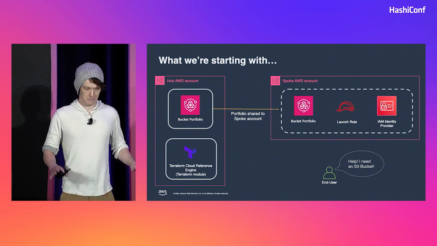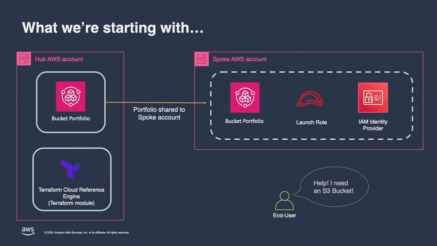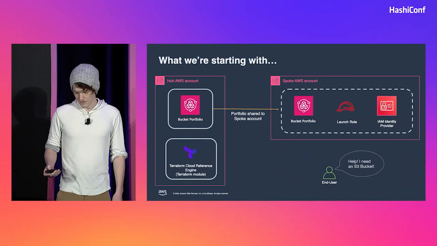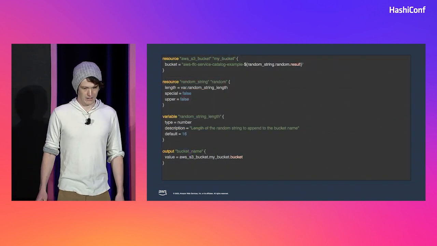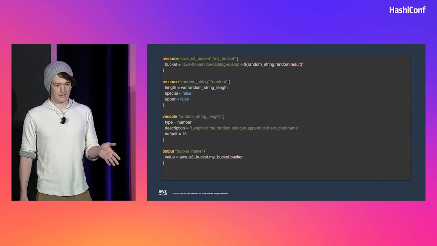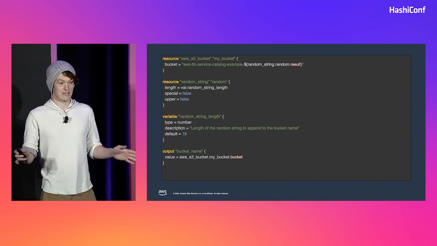So just to recap, 2 AWS accounts. We have the engine in the hub account, and then a single product, just an S3 bucket, and a user who really needs a bucket, basically. Okay, and one last bit of a prequel here. When I said this product is super simple, I really meant it.